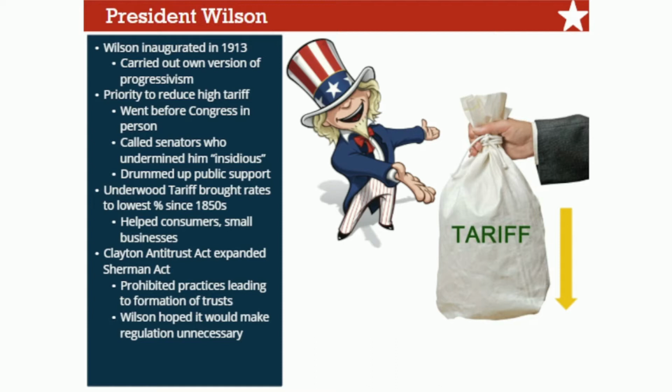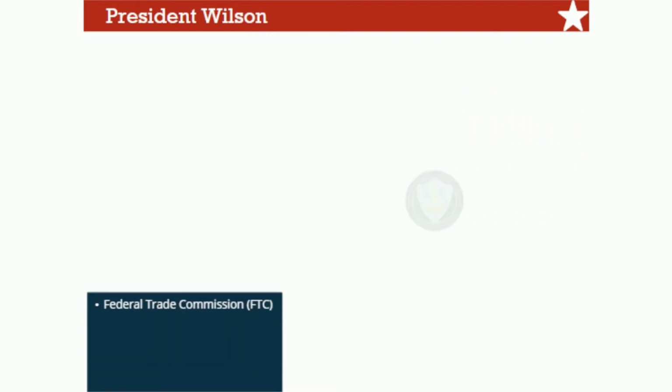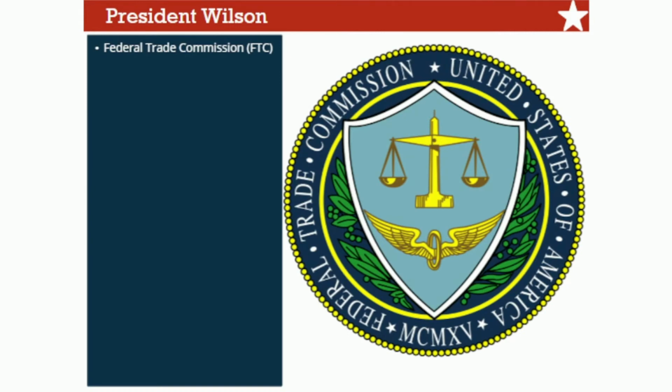To enforce the Clayton Act and further keep a watchful eye on trusts, Wilson signed the law that created the Federal Trade Commission, or FTC. This independent agency, still in existence more than a century later, has two main functions. One is to investigate and prosecute anti-competitive business practices, basically trusts and monopolies. The other is to protect consumers against unfair or deceptive practices by businesses, like false advertising or fraud.